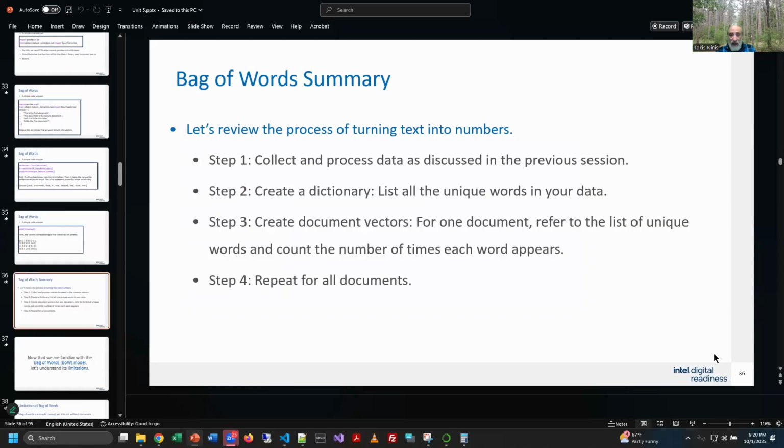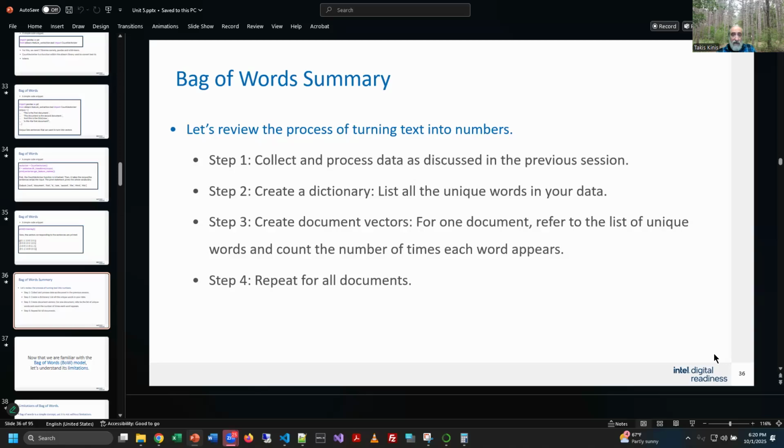All right, so the process then is collect and process the data as discussed in the previous session. So wherever it is, where are you getting your data from? Oh, I'm generating it, or I went and downloaded it from somewhere. It's in a JSON file or a CSV file, or maybe it's just a plain text file. I went to Kaggle, I went to this data website, and I pulled it down. Then we create a dictionary, which is a list of all the unique words in your data.